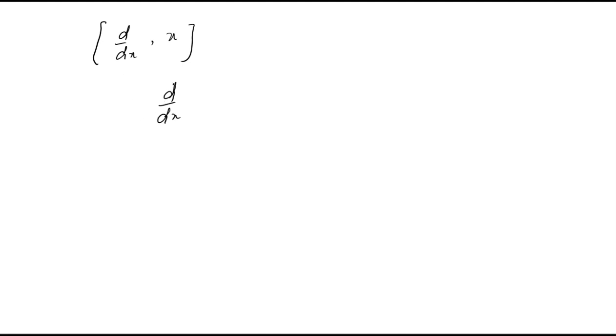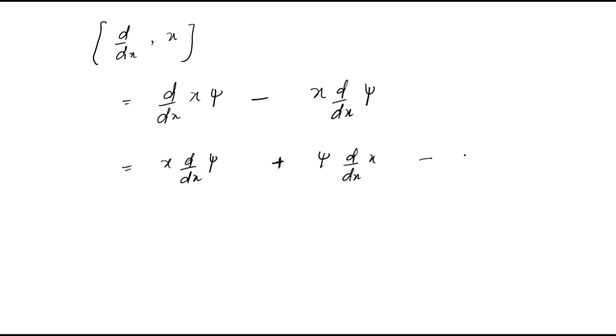For AB, we take psi, an arbitrary function, minus BA, that is, keeping x outside, d/dx of psi. So this psi is an arbitrary function, and we are finding the commutator of this thing. Now here we follow the product rule: d/dx of (x psi) is x d psi/dx plus psi d/dx of x, minus x d psi/dx. So we'll get something like this.